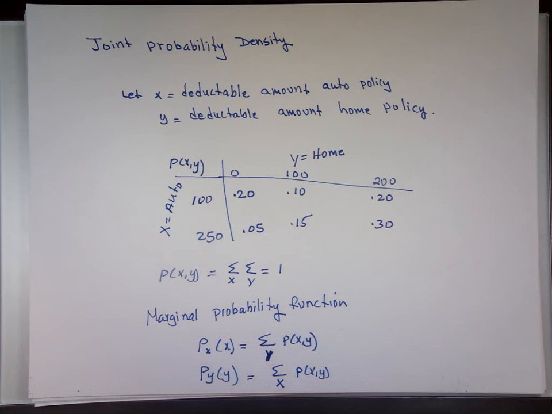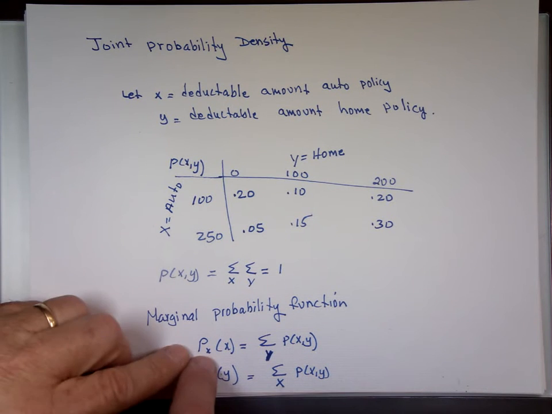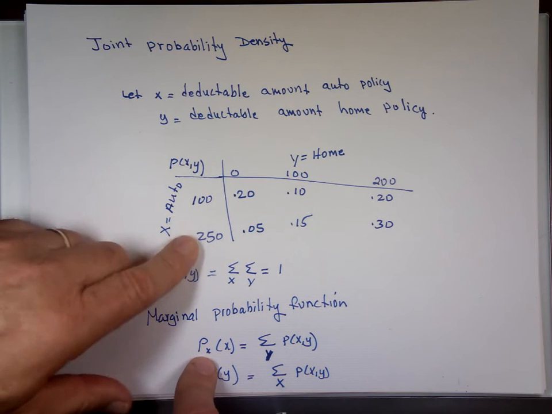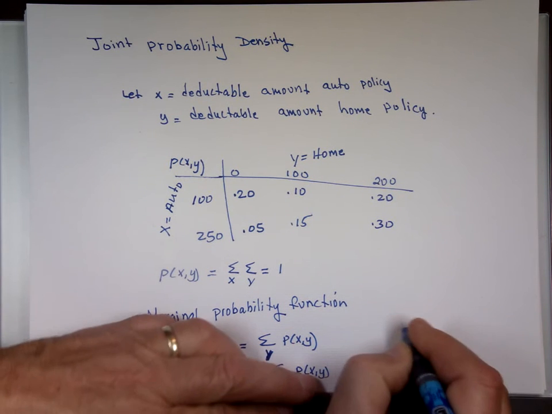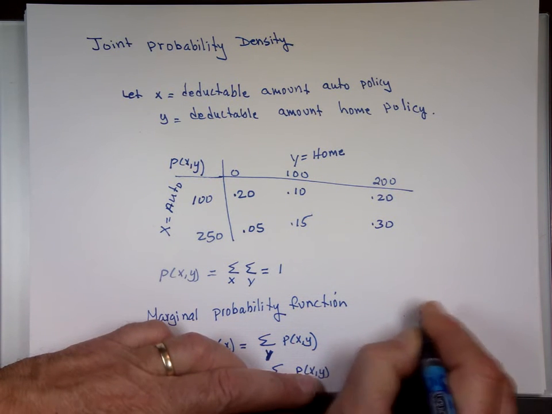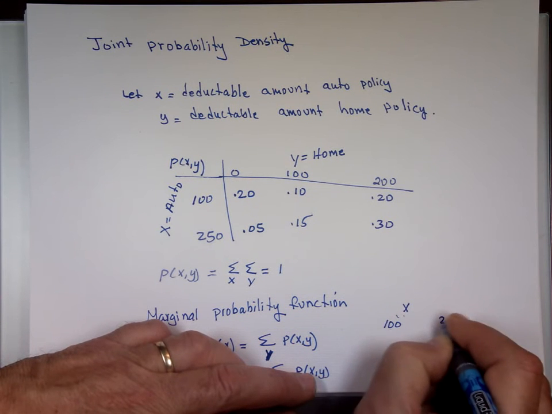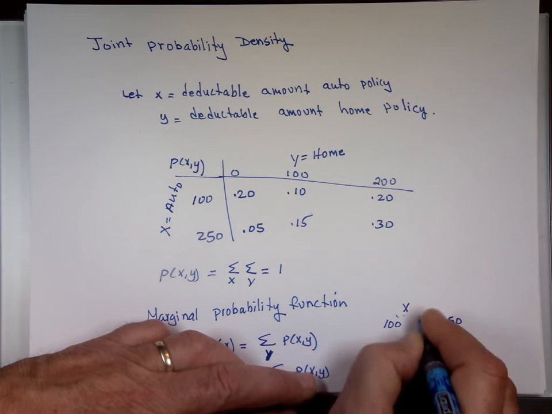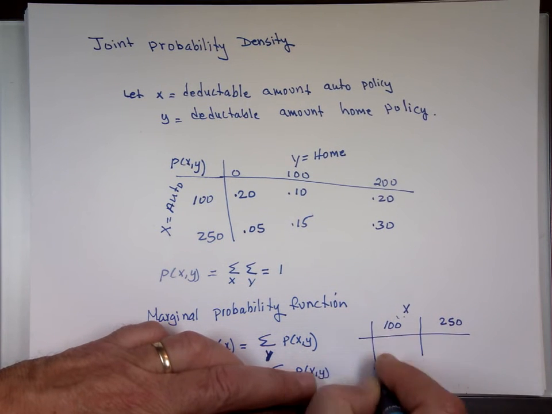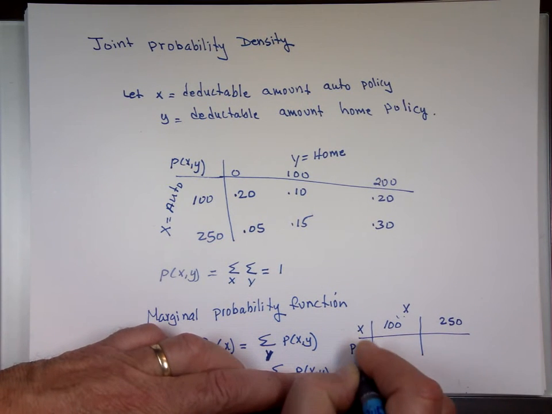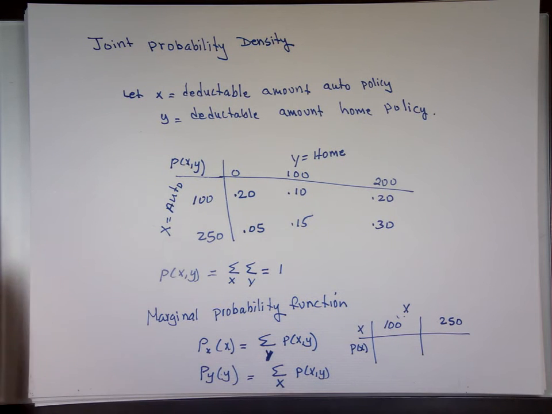So what does that mean? Add the summation over Y. When you try to find the probability over X, you have to look at the X value. Your deductible is what? It could be 100 or it could be 250. That's it. And what's the probability of X? That's what that answer is.